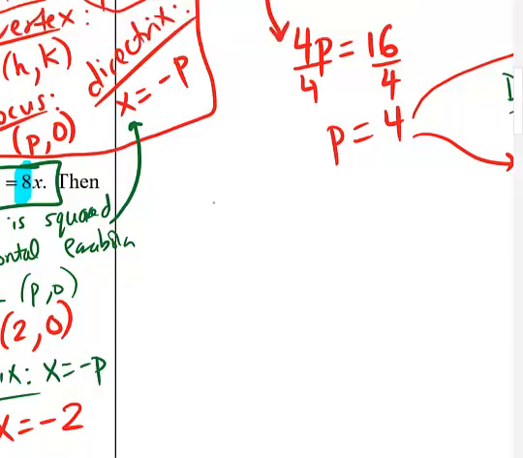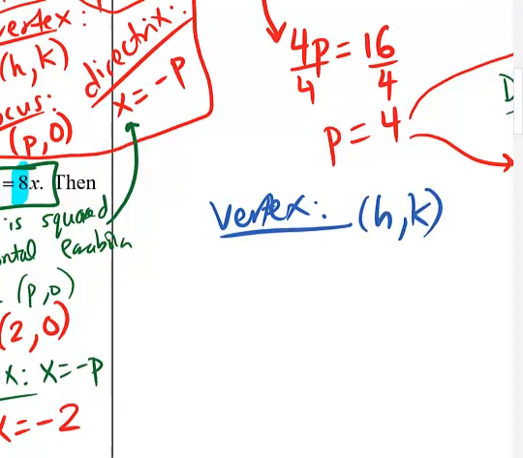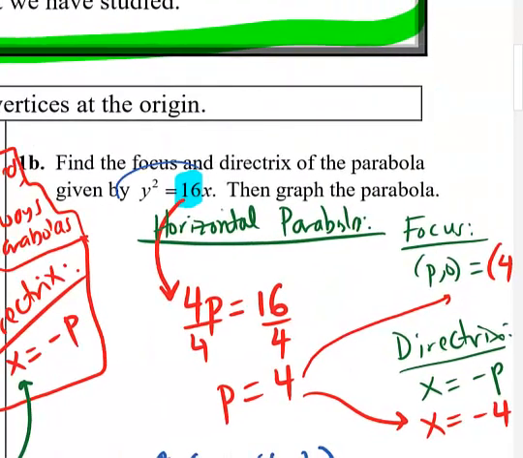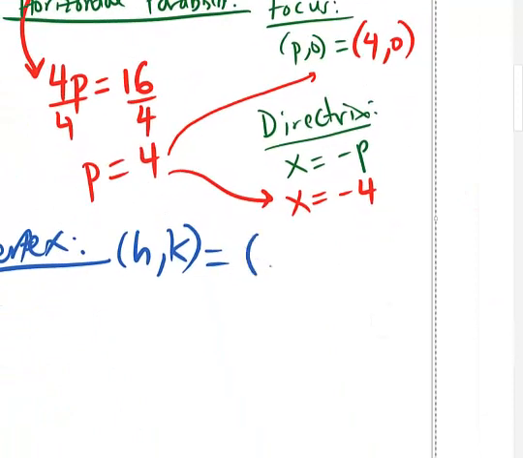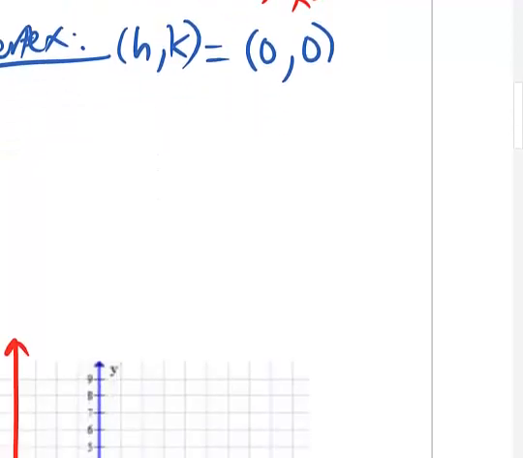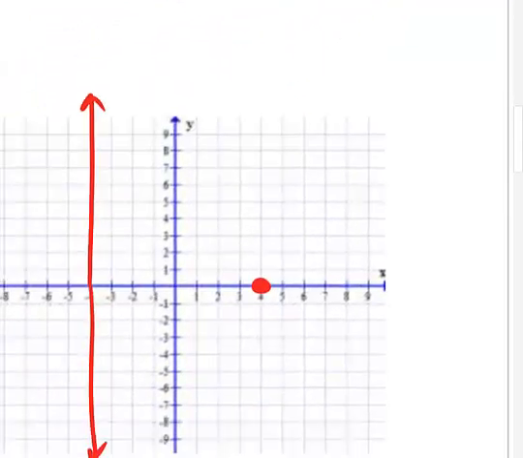Let's see, the vertex. I think it's going to be similar to the previous one because I'm looking for h and k, and those are the numbers that are inside the parentheses with x. But when I look back at this guy, there are no numbers inside the parentheses with x or y, so it must be a 0 and a 0. If it was anything but 0, you'd see x plus something in parentheses or y plus or minus something in parentheses.